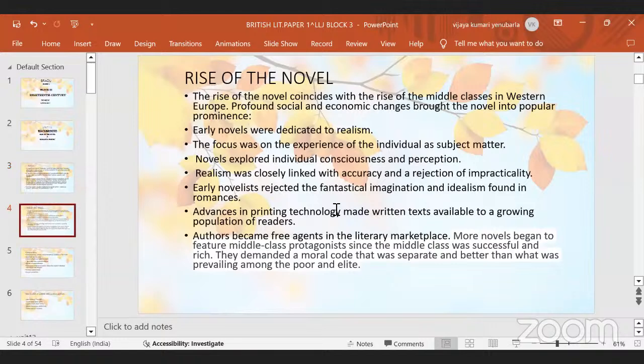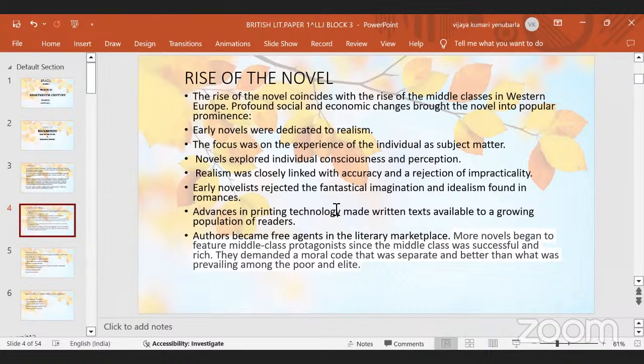Advances in printing technology made written texts available to a growing population of readers. Printing technology is improved. So it became easy to print the books and to disseminate them in the society, to transfer among the society. So people started buying books.